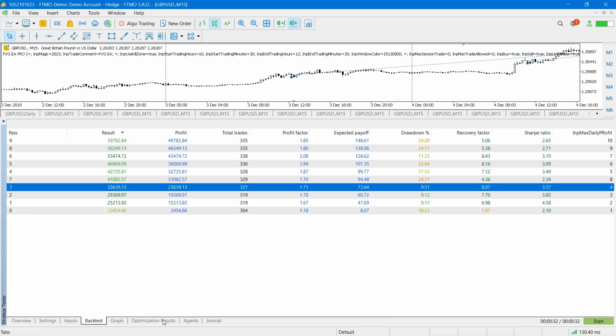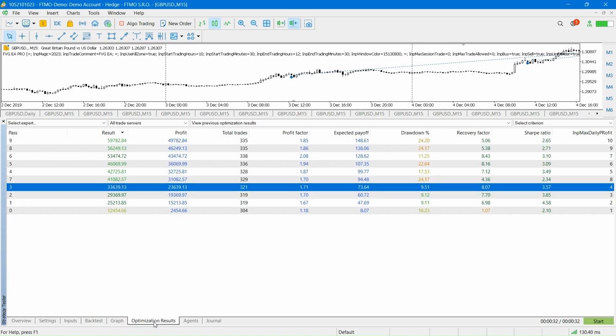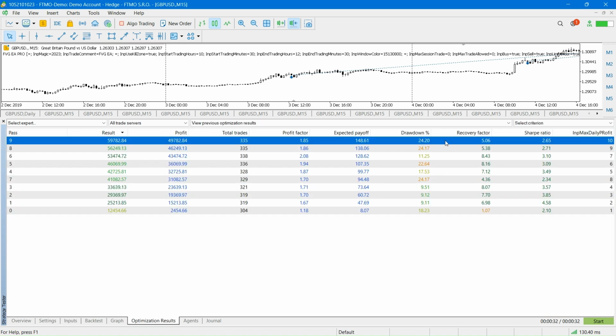So till now, what I see is that these settings are very good, so I'm going to take it. If I go back to inputs, I have a 4. However, let me get back to optimization. If you feel that yes, you're good with a 24% drawdown, and you really want to take more profit, you can just go with this one. It does 50K in 2 years.